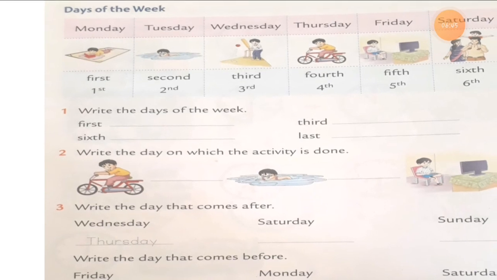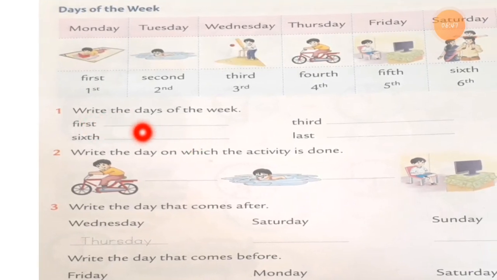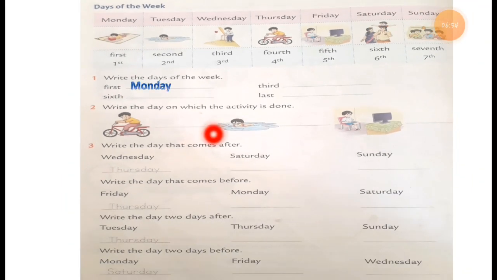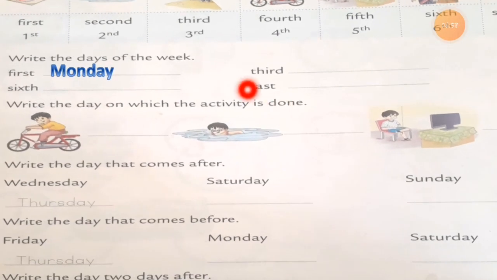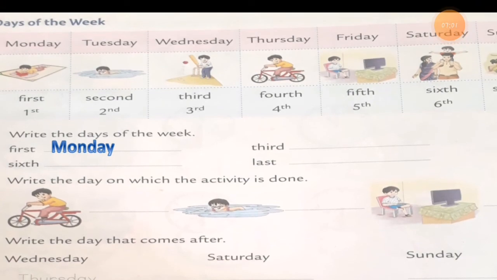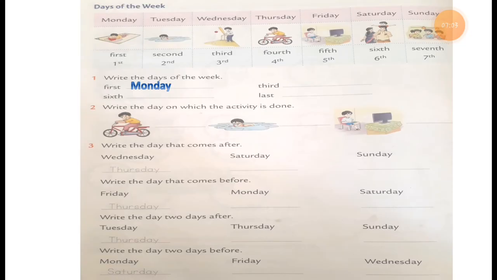Now see this, question number 1. Write the days of the week. Which day is the first day? Monday is the first day. I am writing, first day is Monday. Then the third day is Wednesday. Now the sixth day is Saturday. I am writing down the answer. Day 6 is Saturday. Then the last one is Sunday.